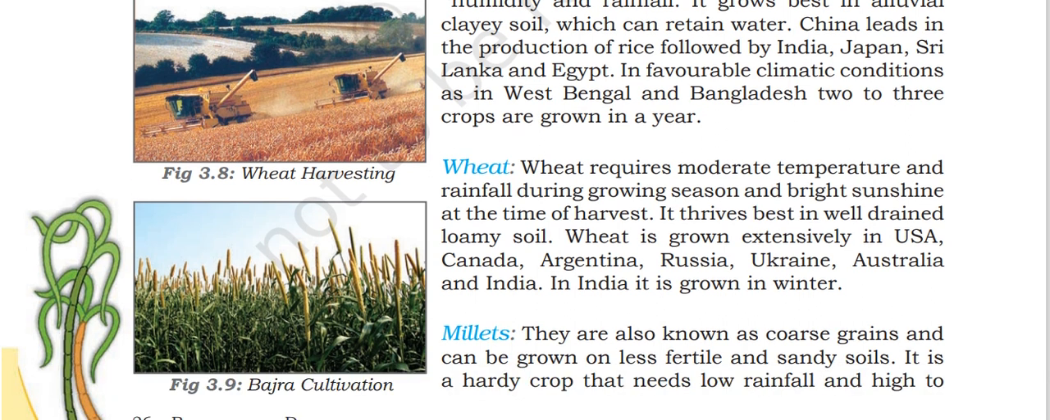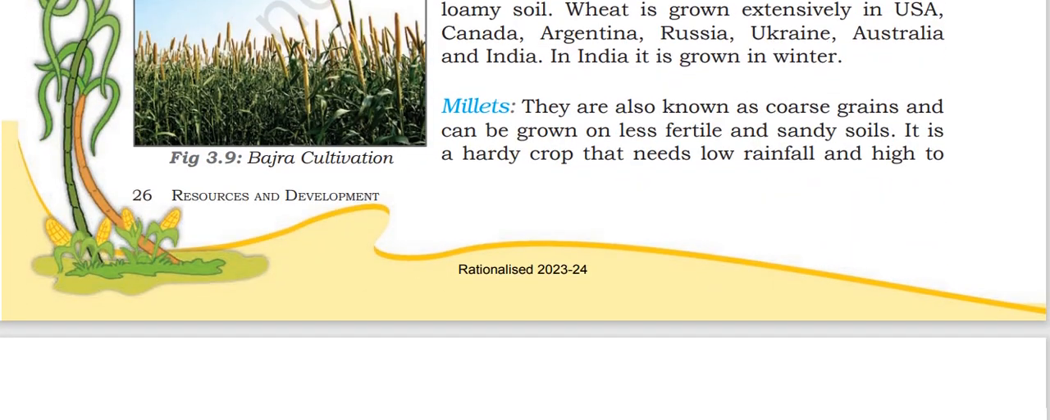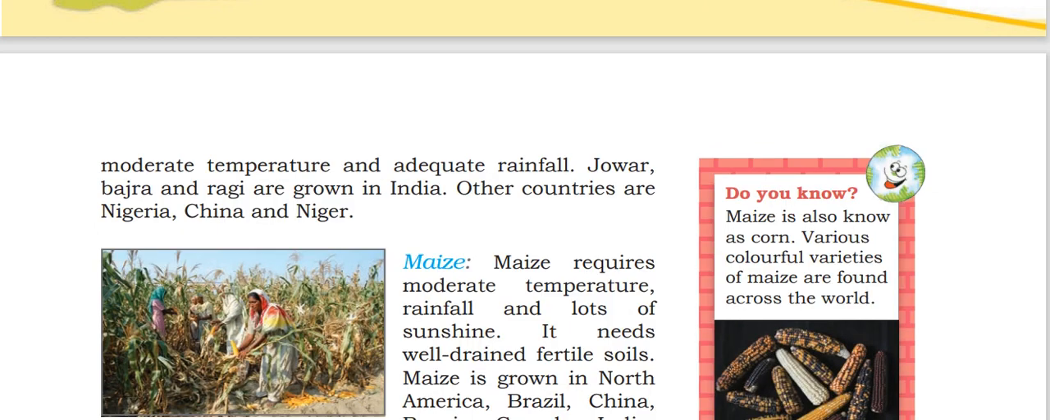Millets are known as coarse grains and can be grown on less fertile and sandy soil. It is a very hardy crop that needs low rainfall and high to moderate temperature. Jowar, bajra, and ragi are grown in India. Other countries are Nigeria, China, and Niger.